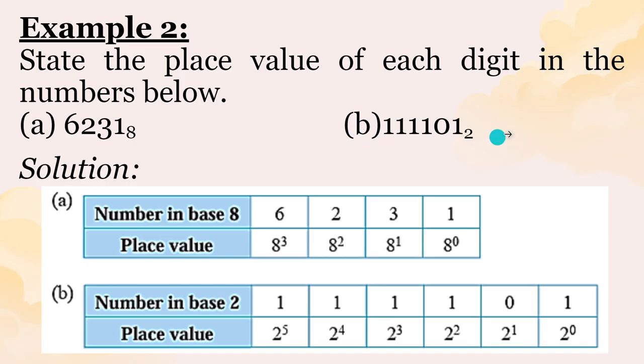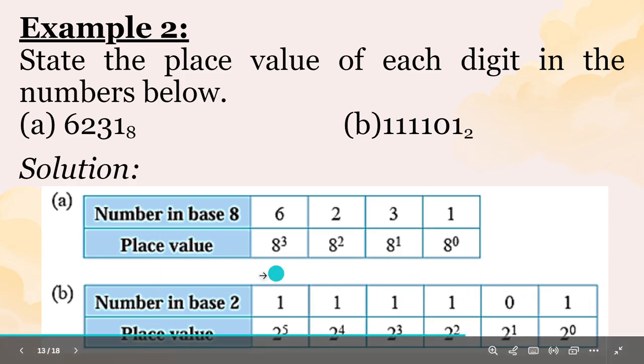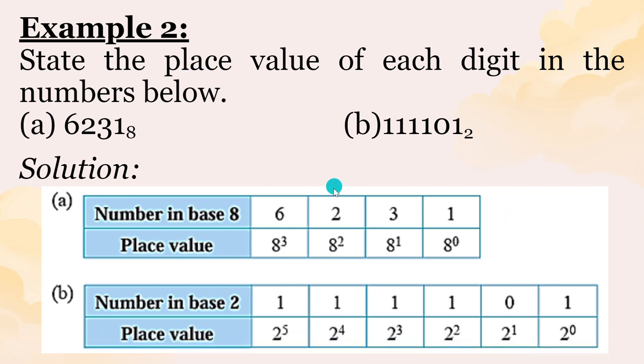Same goes with part B: 1 1 1 0 1 1 1 0 1. Okay, that's all the numbers and the base value. Then you can have a look at this. You get the answer, the place values like this.